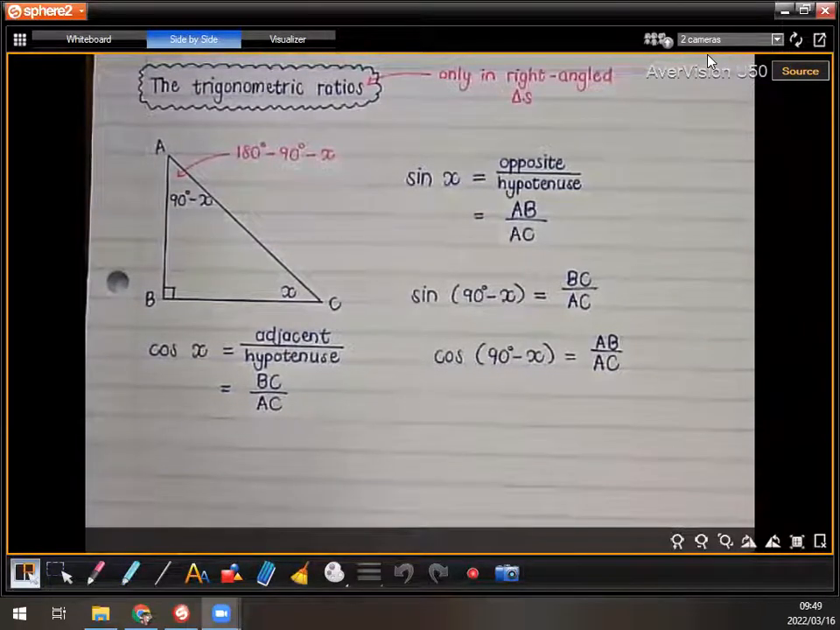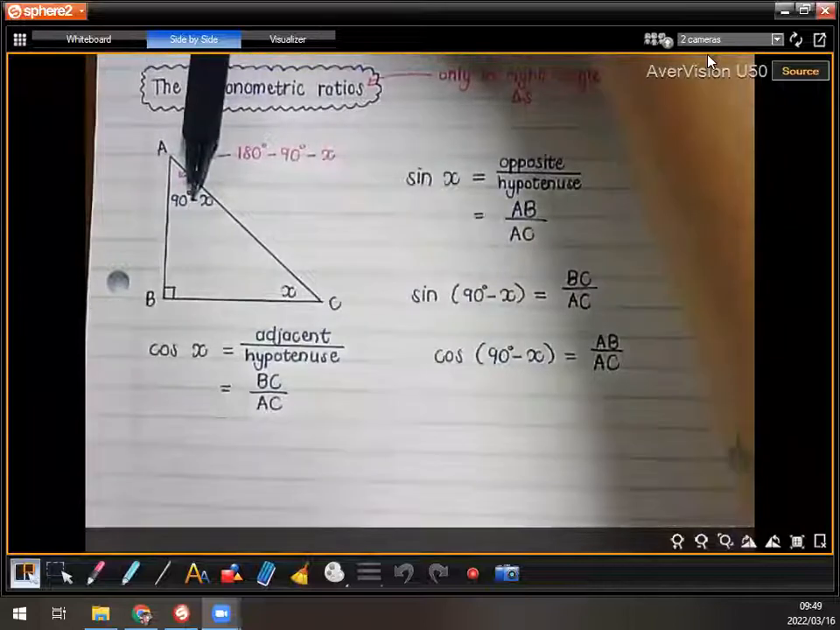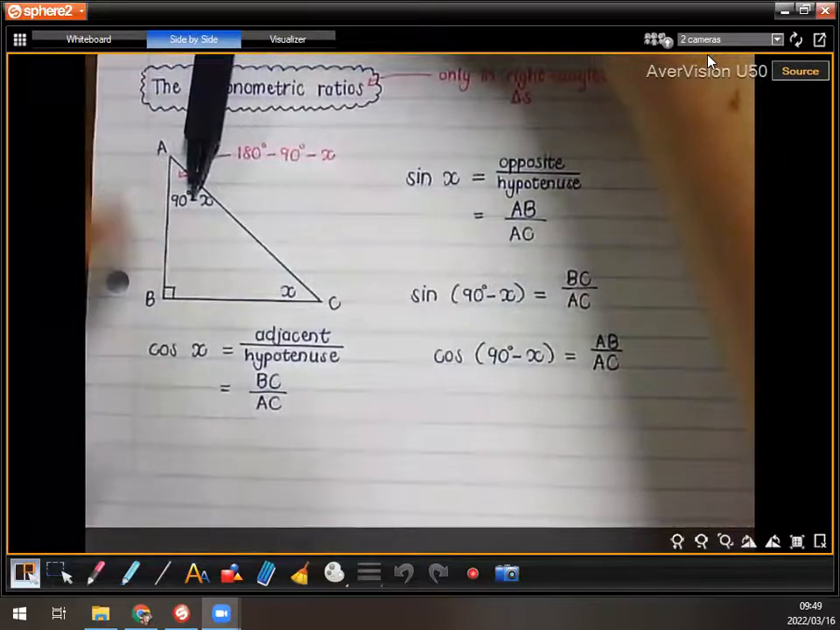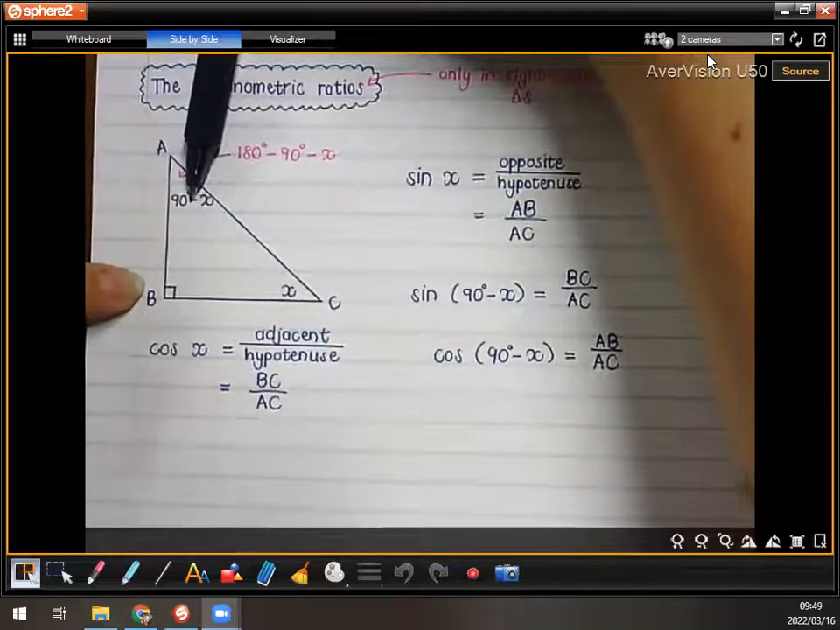How do you know which one? That's why we don't do it right now. If you're looking at the angle, there are two lines lying next to that angle. The hypotenuse is the hypotenuse, so the adjacent side is going to be the other one.